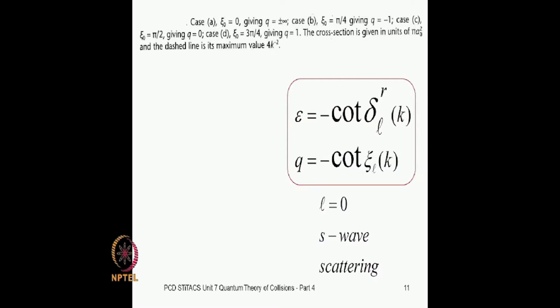So let's look at these parameters carefully. We are discussing L equal to 0, the S wave scattering, in terms of the Fano shape parameters. And notice that when the background phase shift is 0, when xi 0 is 0, what do you get for cotangent of xi? It will be either plus infinity or minus infinity, right? So that is how the parameters are related. Whenever the background phase shift is 0, the Fano q parameter would be plus or minus infinity. So the value of q is essentially determined by the phase shift of the background scattering.